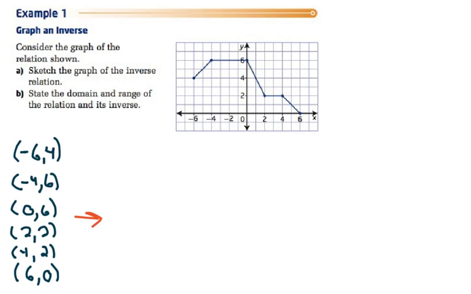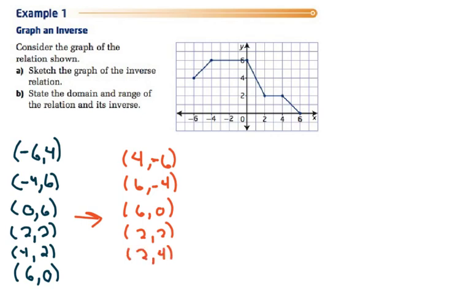To get the inverse, we flip-flop the x and y coordinates. So negative 6, 4 becomes 4, negative 6. We then get 6, negative 4. 6, 0. 2, 2 actually won't change because the x and the y are actually the same coordinate. 2, 4. And 0, 6.